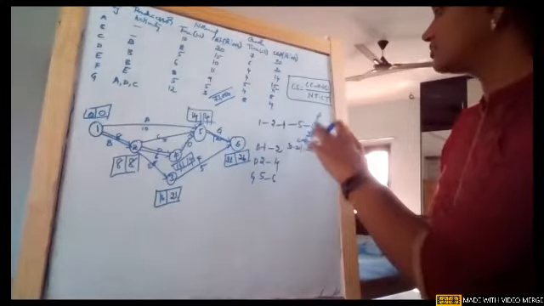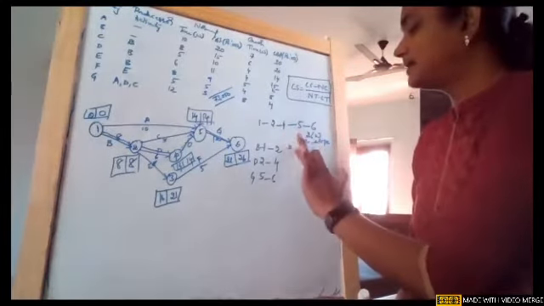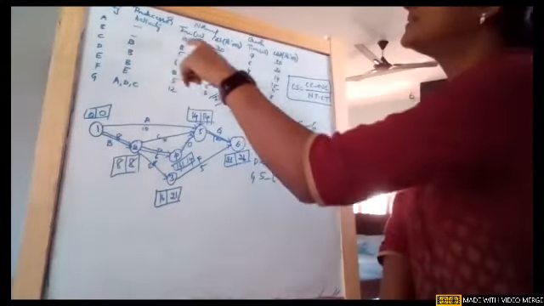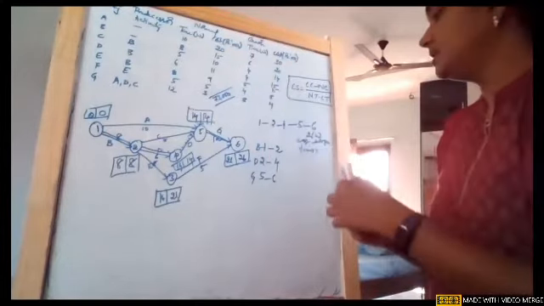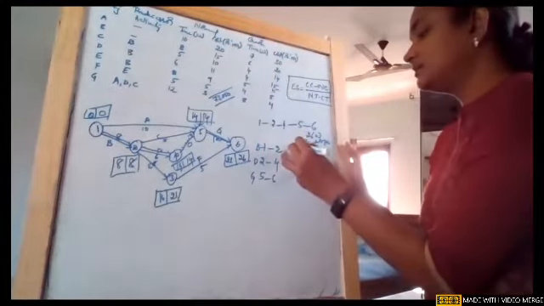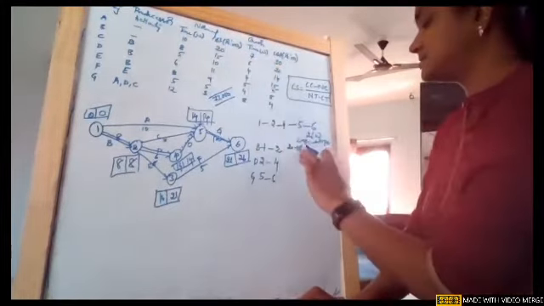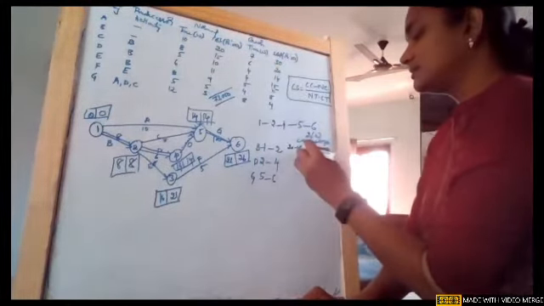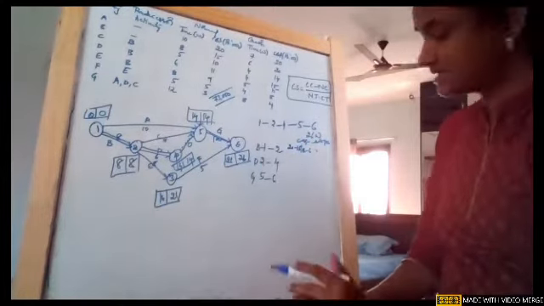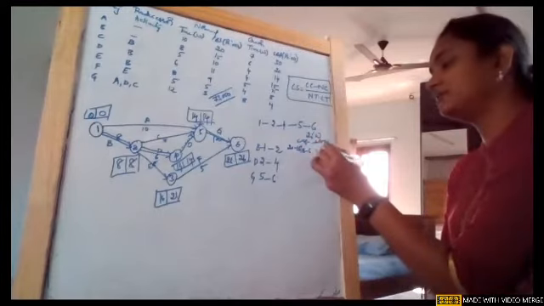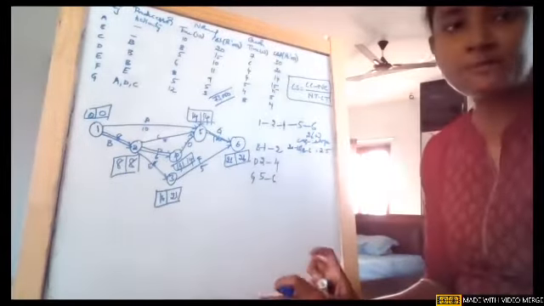Sorry, girls, I just took wrong values here. My activity is B. So when it is B, the crash time is 20 and 15. So 20 minus 15 divided by the durations 8 and 6. So 8 minus 6. So 20 minus 15, it is 5 by 2, which is 2.5, is the cost flow for activity 1 to 2. Is my voice proper?